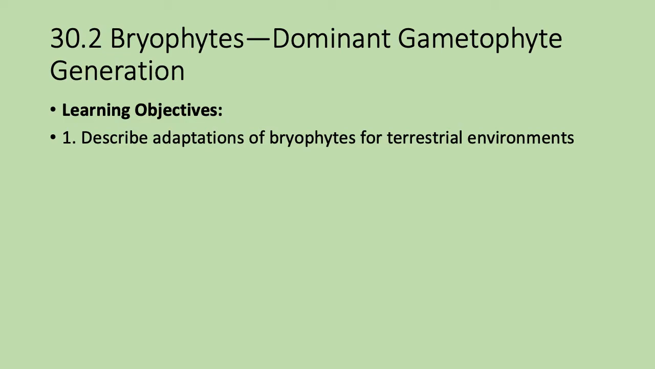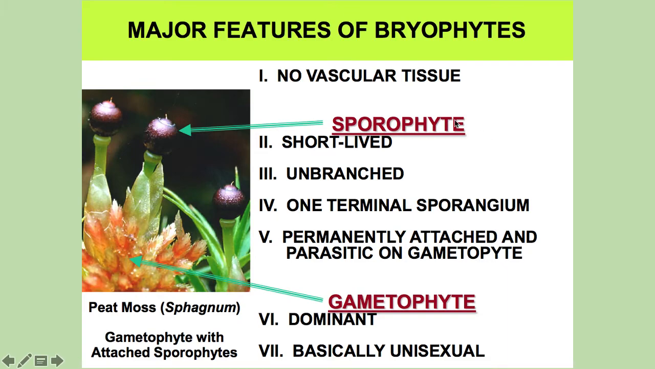So some major features of bryophytes. Okay, first off, no vascular tissue. And I think I mentioned this in my notes. They're non-tracheal. Yes, you'll see it on the next slide. There's no vascular tissue. This is the sporophytes, okay? And this is the gametophyte. And you can see that the gametophyte is a lot larger than the sporophyte.